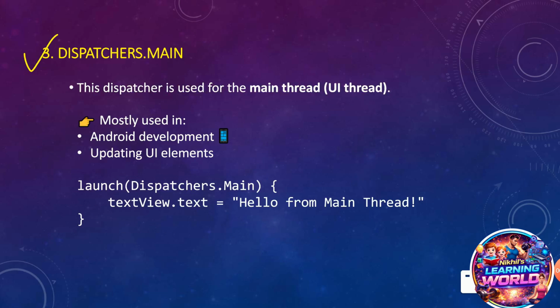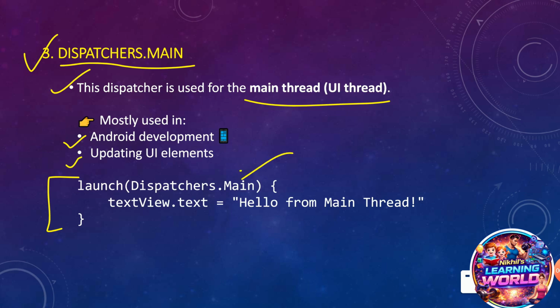The third one is Dispatchers.Unconfined, but before that, Dispatchers.Main. Dispatchers.Main is used for the main thread, that is the UI thread. In Android app development, we have to design the UI, right? The main thread is nothing but the UI thread. So for the main thread or UI thread, that time we have to use Dispatchers.Main, which is most commonly used in Android development for UI updates.